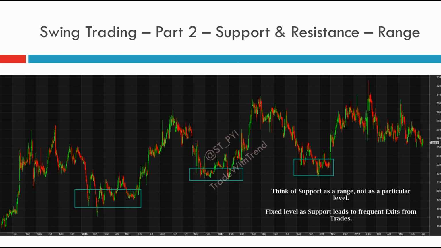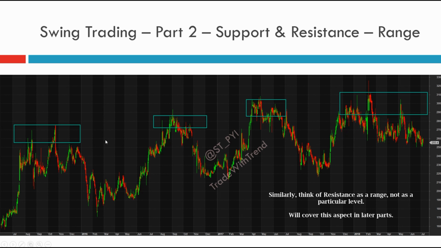But for swing trading, in case you're a swing trader or you want to learn this method, get into a habit of identifying support and resistance as a range and not as a particular single level. So the same concept applies to resistance. In this particular chart, this range becomes the resistance.